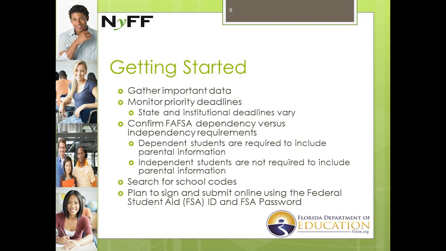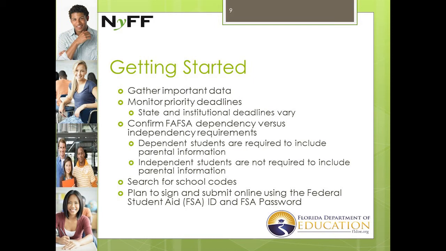The FAFSA may require parental information. Students will find out their dependency status by answering a few questions at the beginning of the application process. If there are extenuating circumstances and students cannot provide parental information, they need to speak to a financial aid administrator regarding a dependency override. Dependency overrides are for extenuating circumstances only and are not applicable to parents who are unwilling to assist or students who are living on their own.